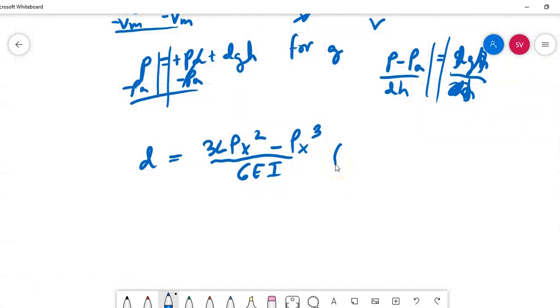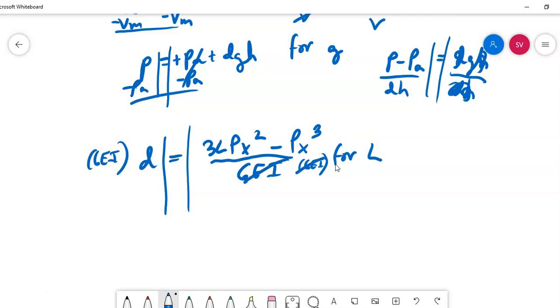Let's look at our last example here. We want to get this L by itself. Okay, so the 6EI is attached on the right side of the equal sign by division. So I'm going to multiply by 6EI on the right and 6EI on the left in order to cancel the 6EIs. So I'm left with 6EID is equal to 3LPX squared minus PX to the third.